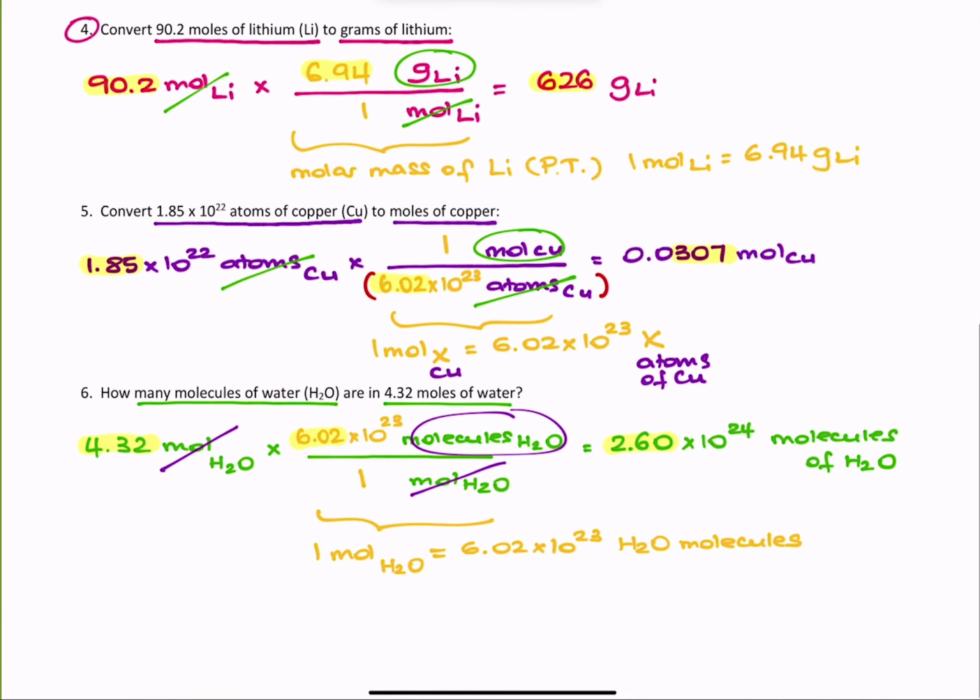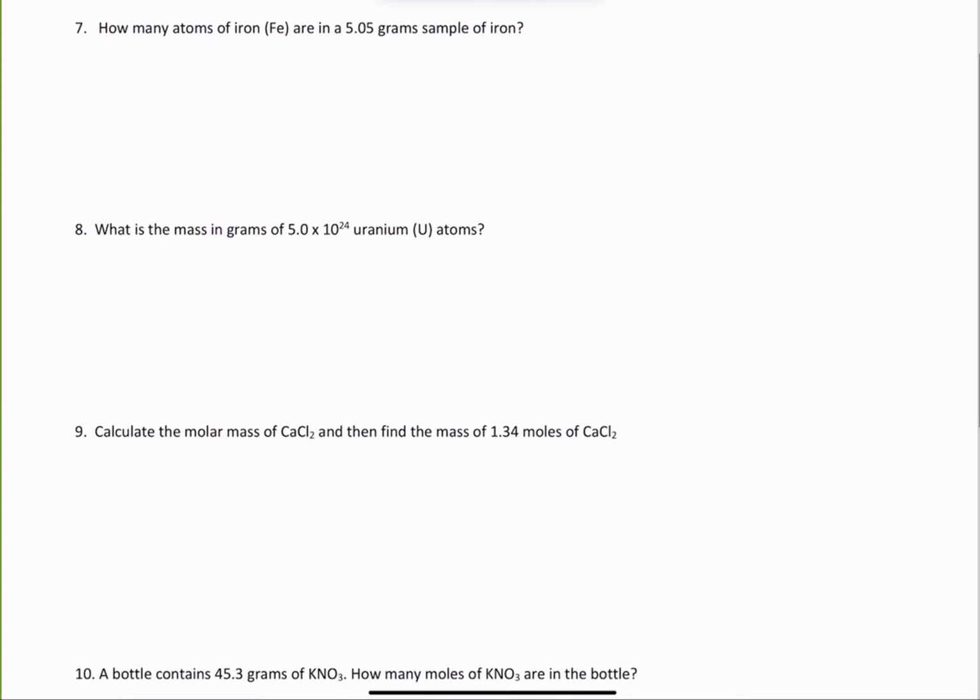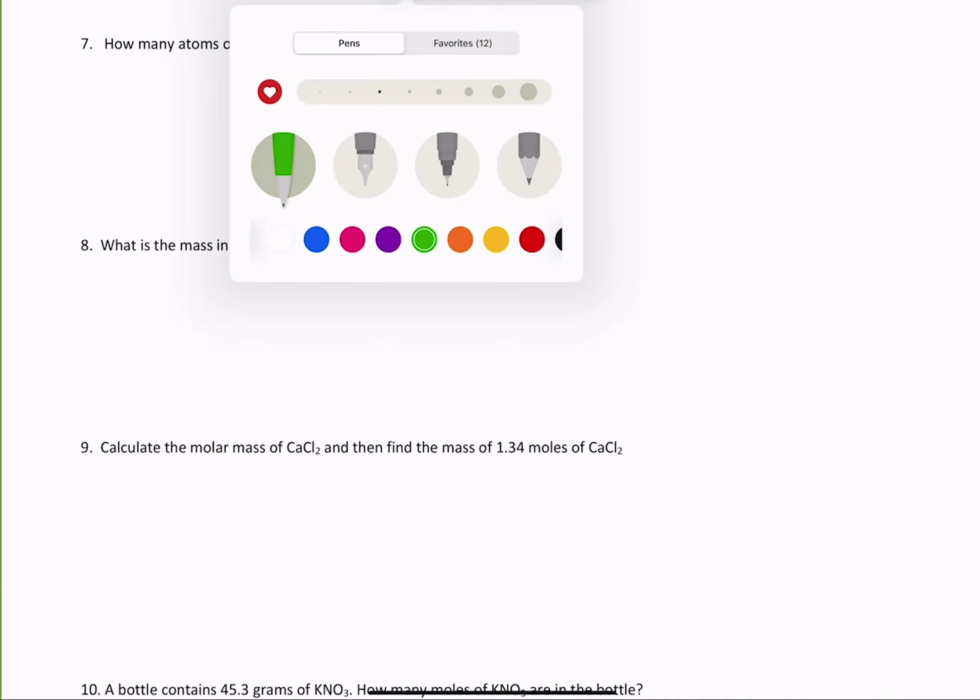Let's move on to the back of the page. Problem 7. What are we asked here? How many atoms of iron are in 5.05 gram sample of iron? So we start with the given. 5.05 gram of iron. We want to cancel the gram of iron and convert into atoms of iron. There's a trick here.